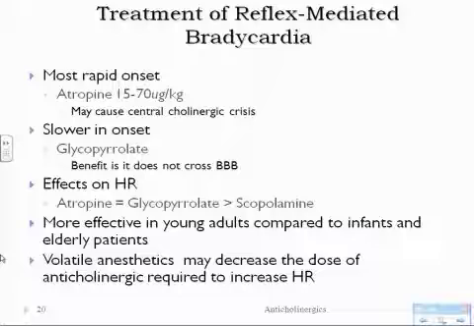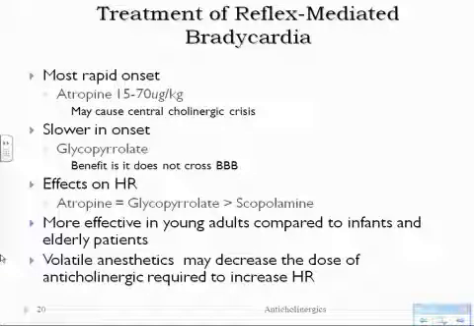With the slower onset, glycopyrrolate takes 2 to 3 minutes to take effect. The benefit is it does not cross the blood-brain barrier. So if you have somebody who's not unstable, then maybe glycopyrrolate is a better choice. The effects on heart rate overall, if you dose equivalently, atropine and glycopyrrolate are really no different.